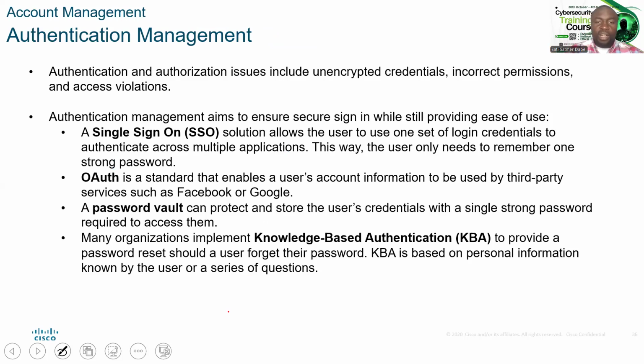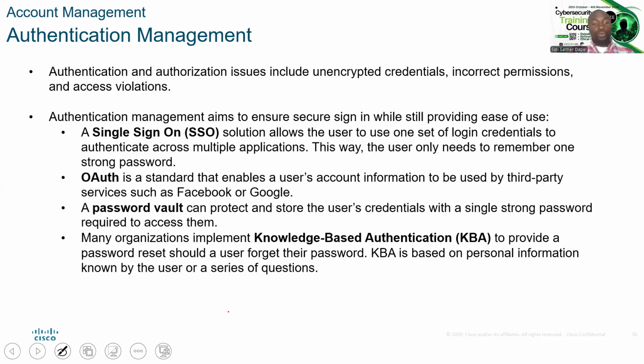Now, authentication and authorization issues include unencrypted credentials, incorrect permissions, and access violations. So authentication management aims to ensure secure signing while still providing ease of use. That's what we call the single sign-on, right? Single sign-on solutions allow the user to use one set of login credentials to authenticate across multiple applications. This way, the user only needs to remember one strong password, right?